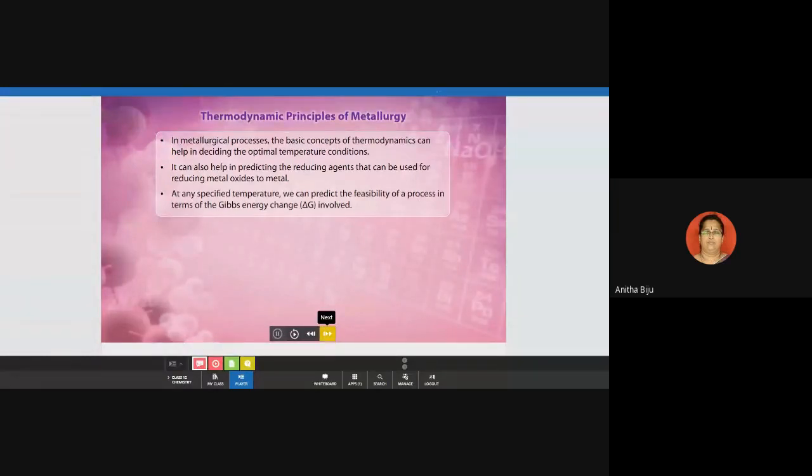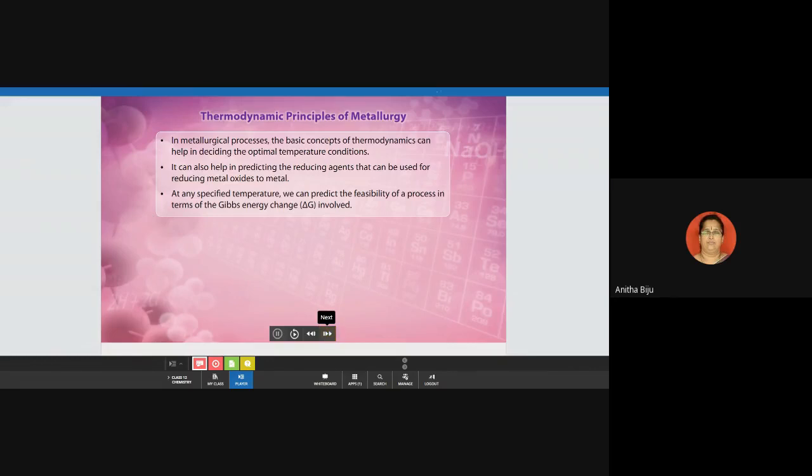Maybe you can remember that in the Haber process, for the manufacture of ammonia, we are using an optimum temperature of about 423 degrees Celsius. It is neither low nor high. It is for the purpose of getting maximum yield of the product. So that is why here also it is mentioned deciding the optimal temperature. Optimal temperature means the temperature has to be maintained in the optimum range.